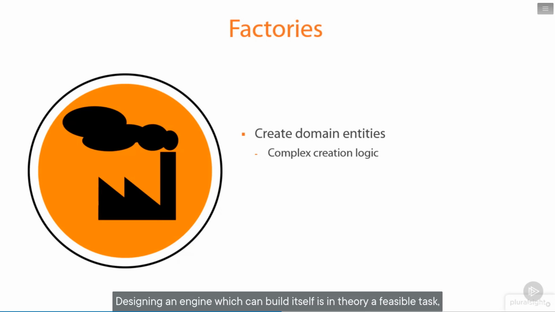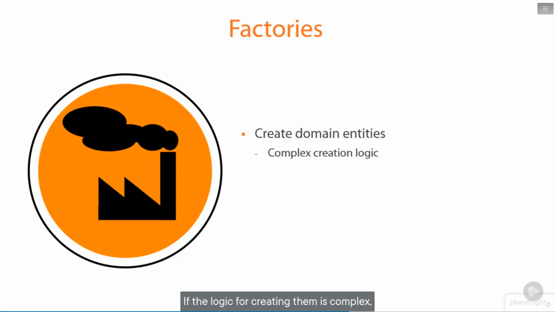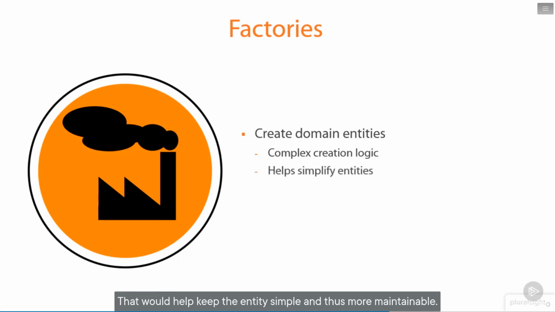Designing an engine which can build itself is in theory a feasible task, but such a device would most likely be too expensive and unstable compared to a classic car engine. The same reasoning is applicable to domain entities. If the logic for creating them is complex, it is better to extract this responsibility to a separate factory class. That would help keep the entity simple and thus more maintainable.